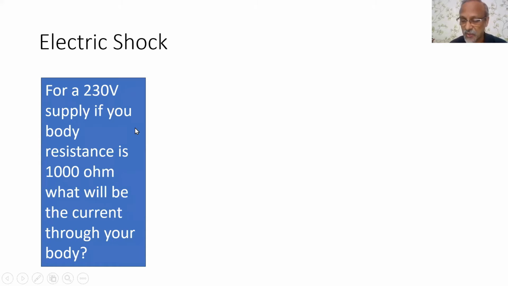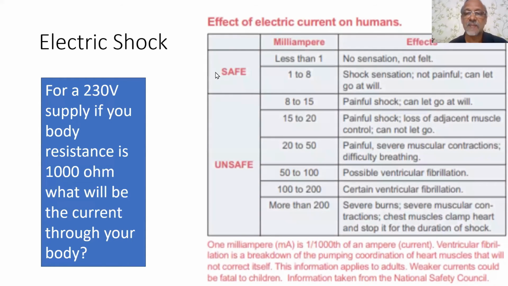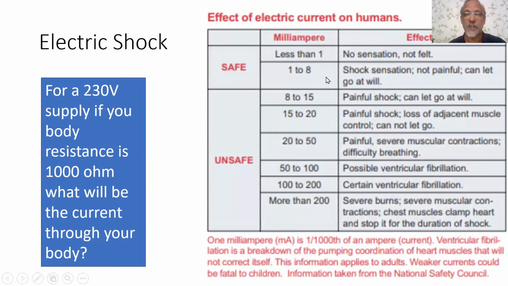I'm just showing you one chart. Don't go through it thoroughly. This is something called shock limits for human beings. It says that more than 200 milliampere, just look at the bottom one only, means severe burns, severe muscular contractions, chest muscles clamp, and the heart can stop. When the heart stops, what does it mean? It is death, no?